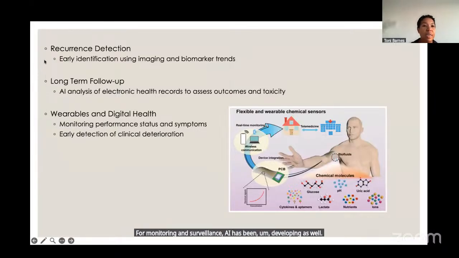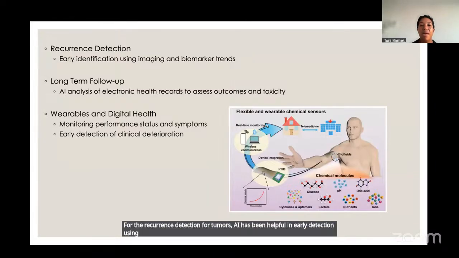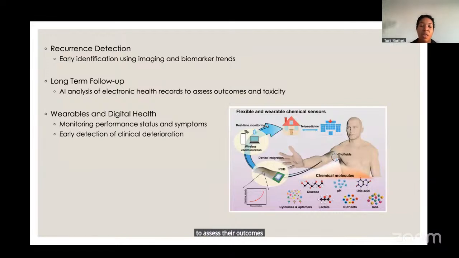For the recurrence detection for tumors, AI has been helpful in early detection using imaging and biomarker trends, as well as is prospected to be used in long-term follow-up, whereby it can scan patients' electronic records to assess their outcomes and also assess for toxicity to therapy that we have given.